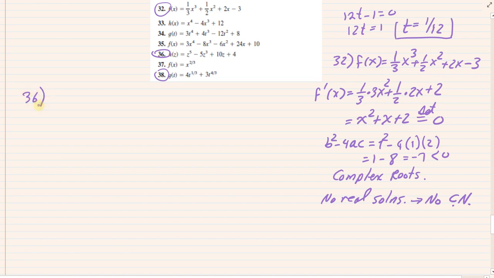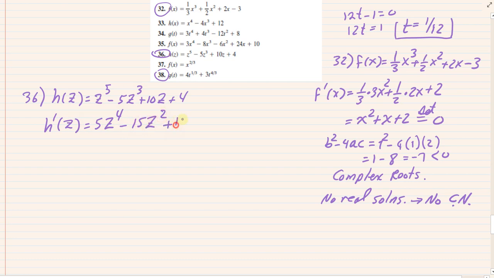Okay. In number 36, here we have again a function. The function is h of z is equal to z cubed, -8, -5, sorry, I look at the one above it, -5 z fifth. I was looking at the one above. Okay, that's z to the 5th negative 5z cubed plus 10z plus 4. So let's do h prime z. That would be 5z fourth negative 15z squared plus 10.